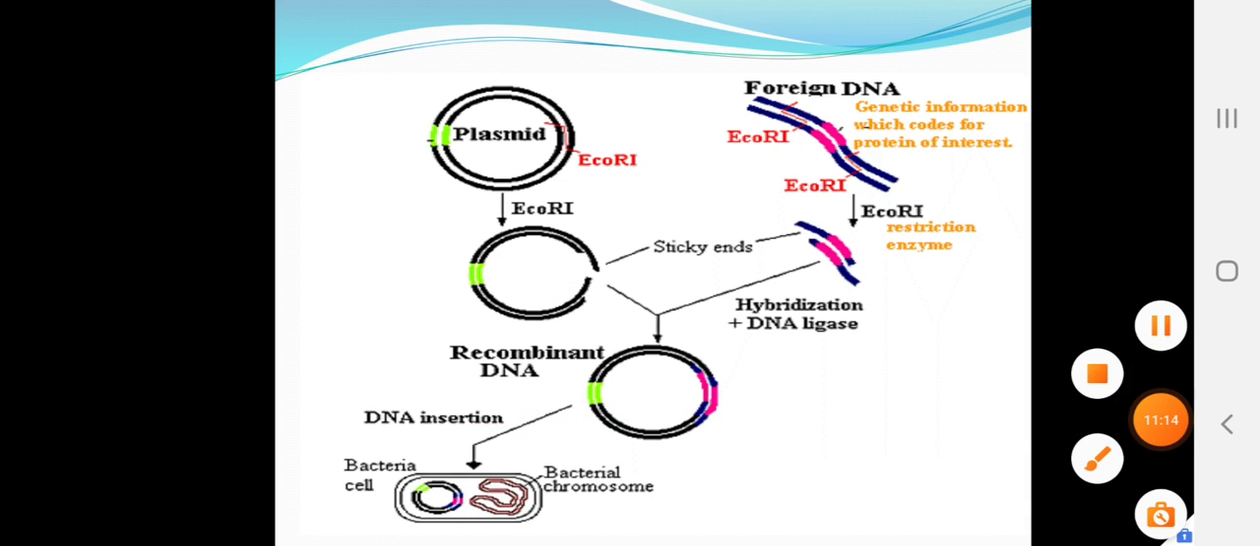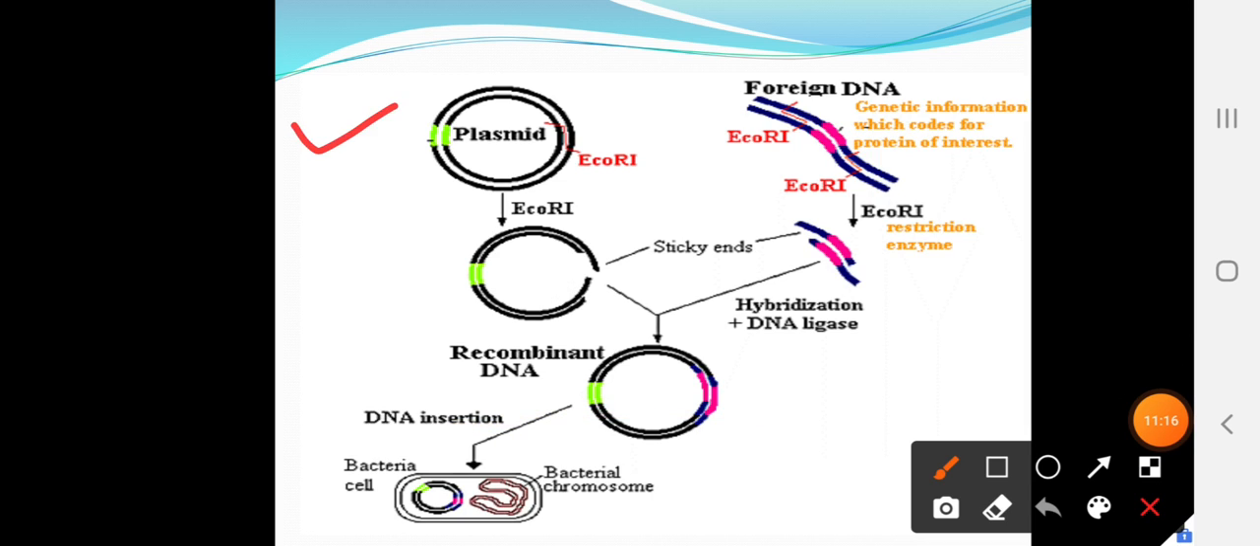Here we will take the host cell from which we will isolate the plasmid, and we will cut the segment with the help of restriction enzyme. At the other end, we will cut or cleave or isolate our gene of interest, which works as a foreign DNA. Here the gene of interest we will cut or cleave with the help of restriction enzymes.